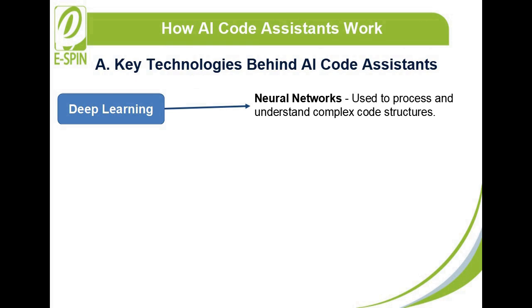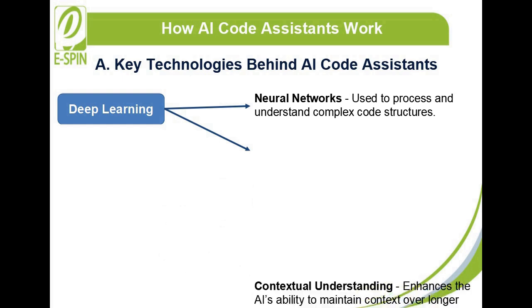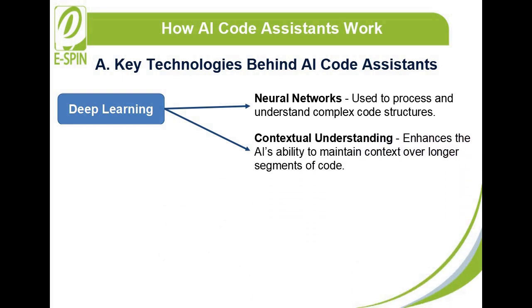Neural networks. Deep learning models, particularly neural networks, are used to process and understand complex code structures. These models can handle various programming languages and frameworks, making them versatile. Contextual understanding. Deep learning enhances the AI's ability to maintain context over longer segments of code. This is crucial for providing relevant suggestions and generating accurate code snippets.